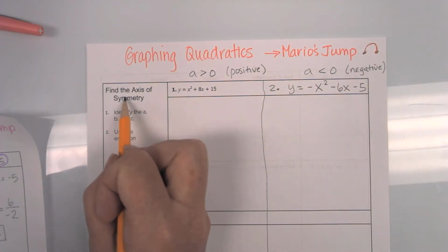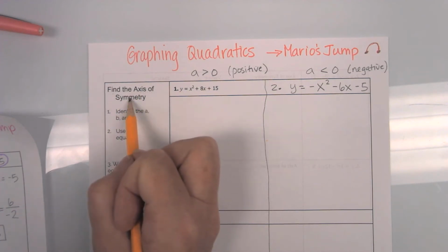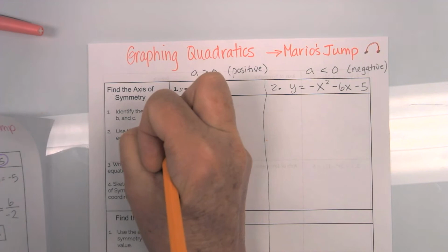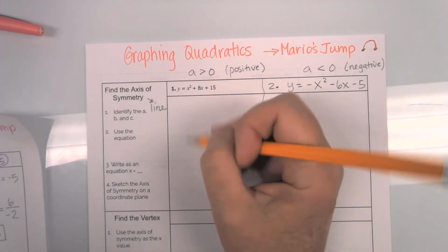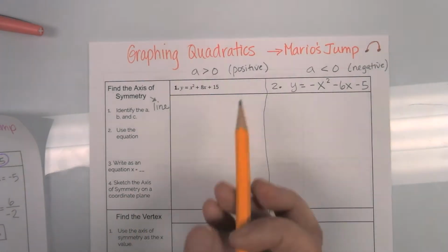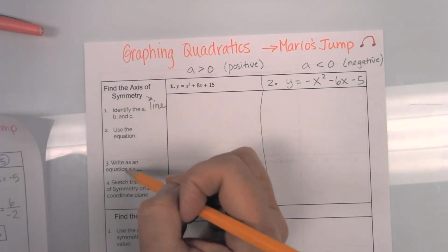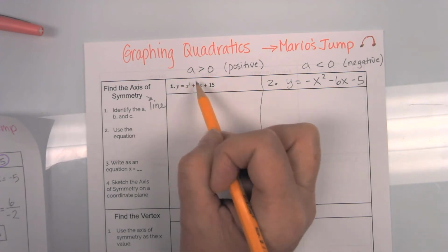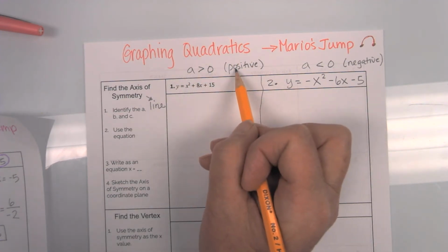So the first thing that we need to do is find the axis of symmetry. Now remember, the axis of symmetry is a line. It tells us where on the graph to put the center of our parabola. Now, I'm going to give you the steps here. You can follow along. We are going to look at a quadratic equation that has a positive parabola.